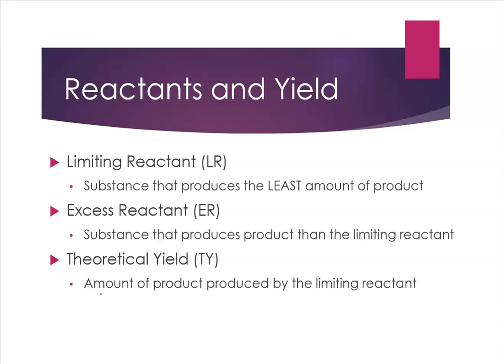So if I have enough reactant to make 10 grams of product, but for the other reactant I only have enough to make 8 grams of product, I'm only going to end up making 8 grams, because after that 8 grams, I run out of one of the things that I need. And you have to have all the reactants in order to make product.